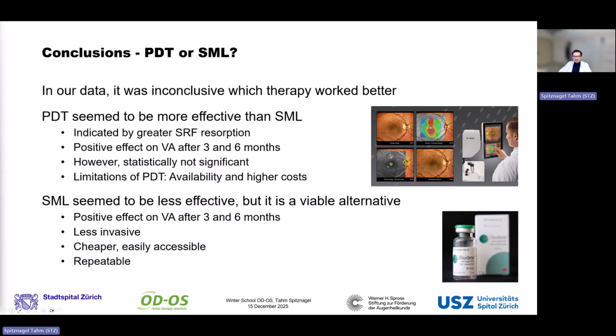On the other hand, there is this SML. It seemed to be a bit less effective, but it is a viable alternative. Why? There has been as well a positive effect on the visual acuity after 3 and 6 months. It is less invasive. It is cheaper, very easily accessible, and you can do it several times, so it's repeatable.